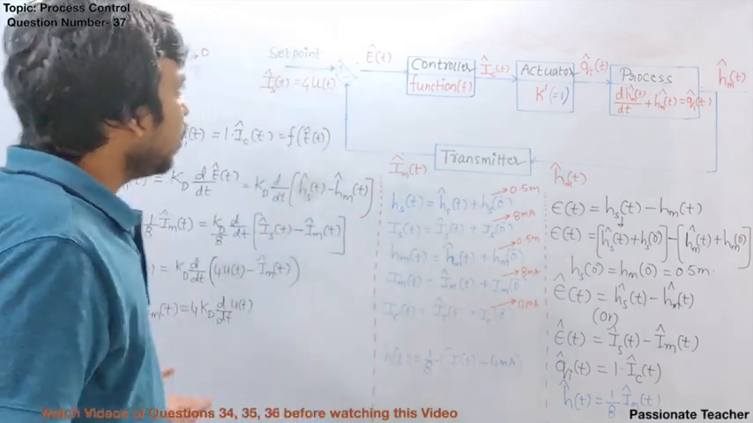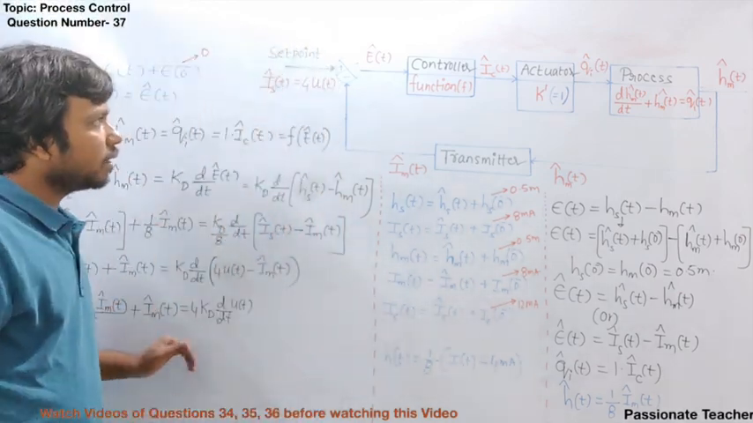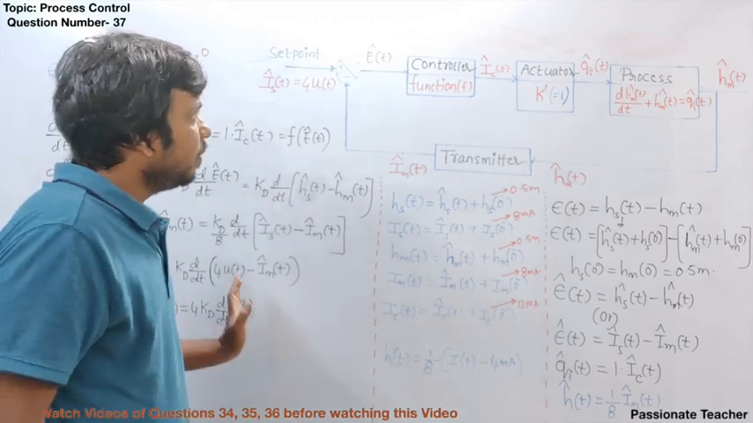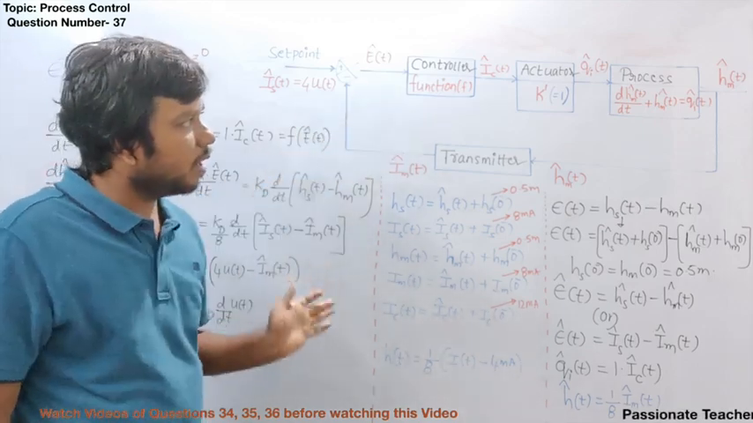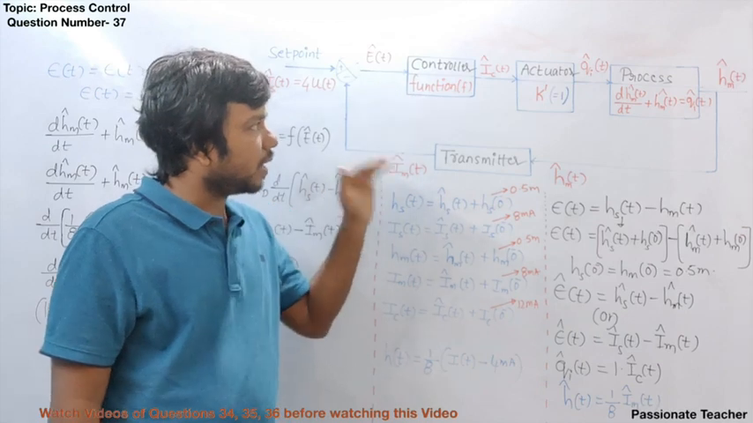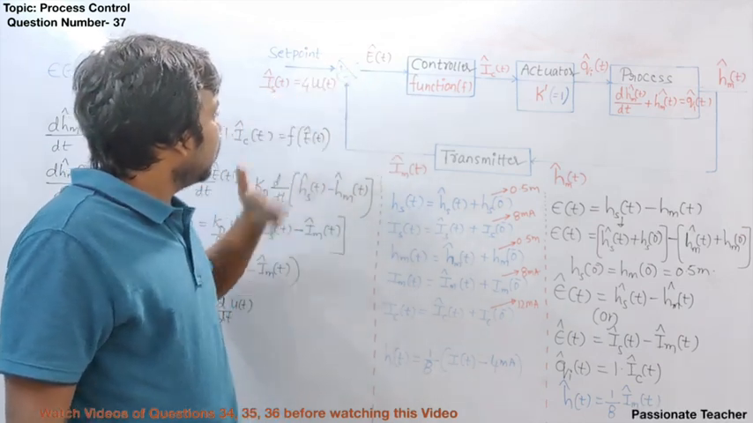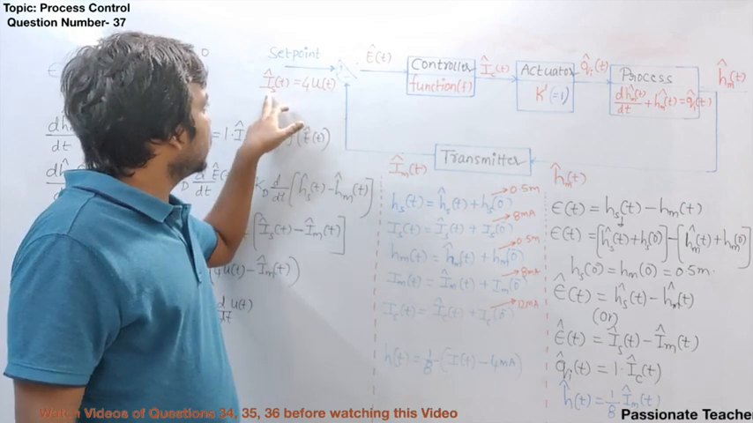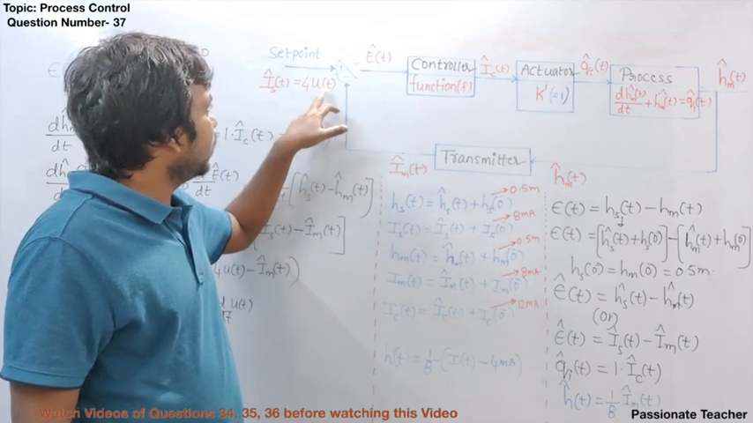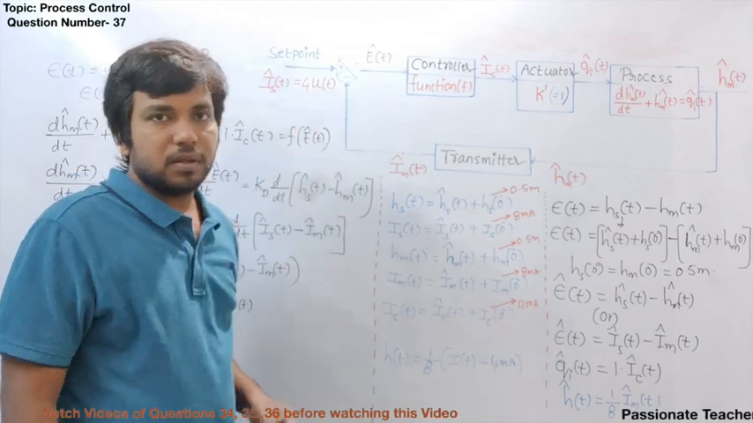Now let us see how the derivative controller acts in the closed loop control system. Before that, let us consider the same block diagram which we have been using for the past 2-3 videos. Here we have the set point, that is, the amount of deviation in the set point is equal to 4 into u of t. This is the expected set point.